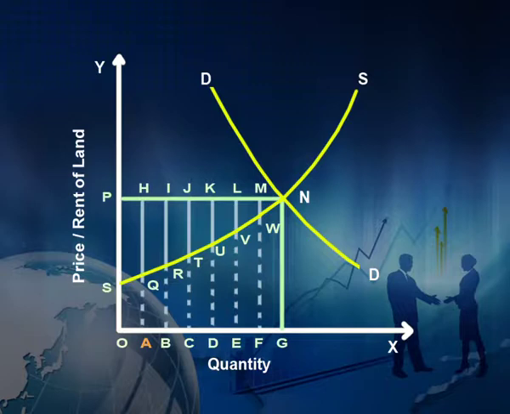In this figure, a unit of land at point A has a supply price which is equal to AQ. Thus, AQ represents its transfer earnings. Similarly, a unit B of land must be paid BR if it is to be retained in the present use. Therefore, BR is the transfer earnings of unit B. Similarly, the transfer earnings of other units C, D, E, F and G are CT, DU, EV, FW and GN respectively. The demand curve DD and supply curve SS intersect at point N, and their intersection determines the equilibrium price or rent as OP. Suppose all the units of land are equally productive, then each unit will earn price OP.